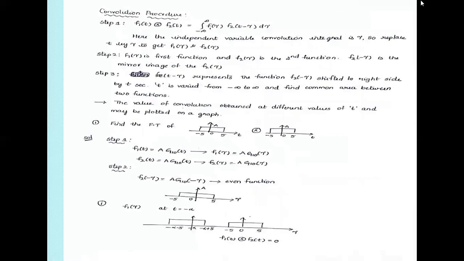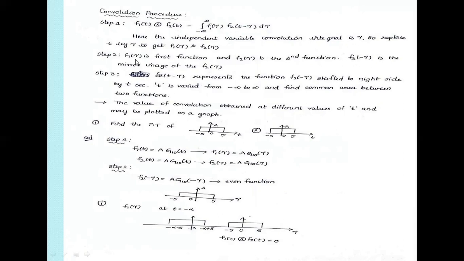And f2 of minus tau and f2 of t minus tau are shifted to the right side by t samples, where t is varied from minus infinity to infinity. But actually the product is different and the convolution is different. Got it, my students? How we can find the convolution?